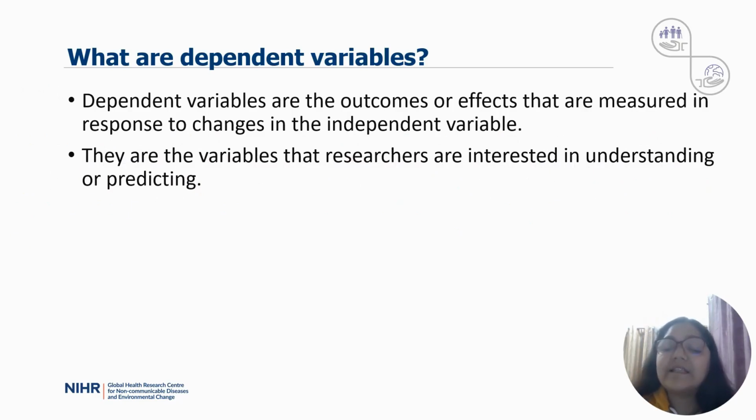So, in statistical parlance, the outcome or response is called the dependent variable. And the factors we are trying to study are called the independent variable. Dependent variables are the outcomes or effect that are measured in response to change in the independent variable. These are the variables that researchers are interested in understanding or predicting.